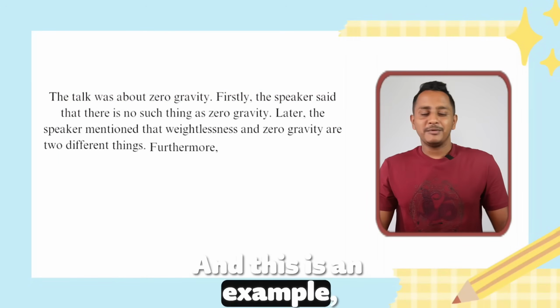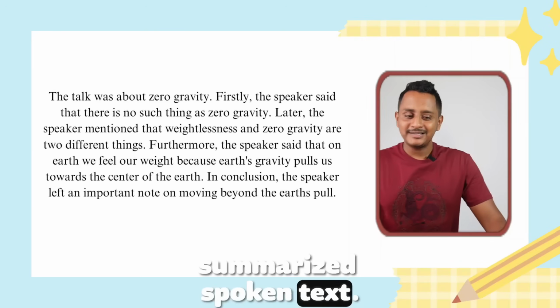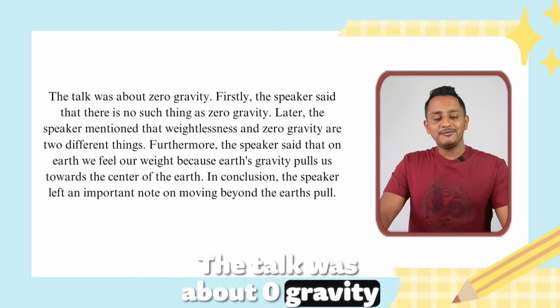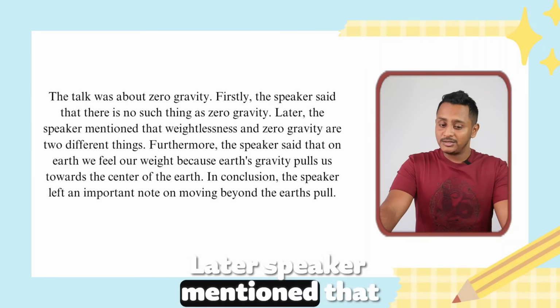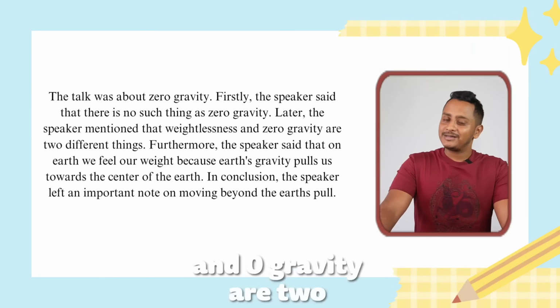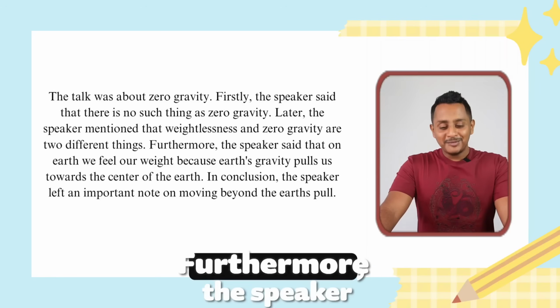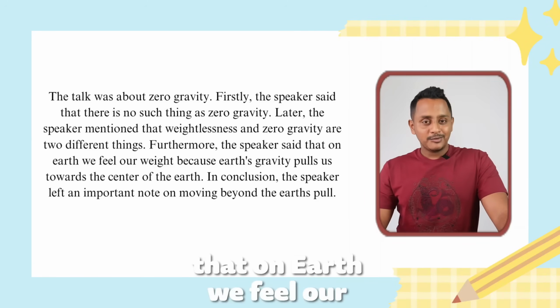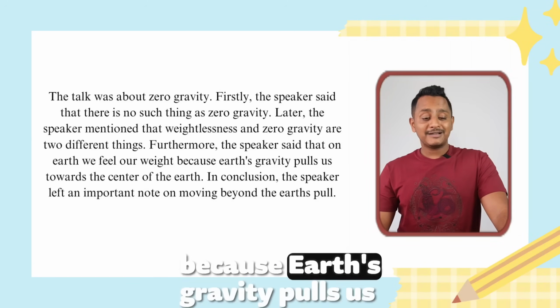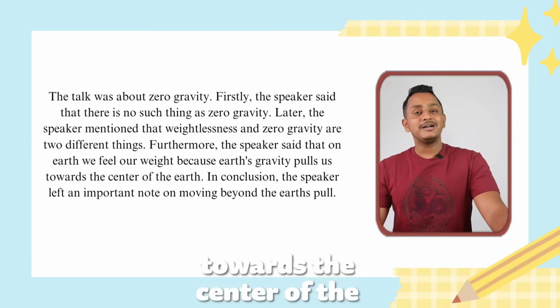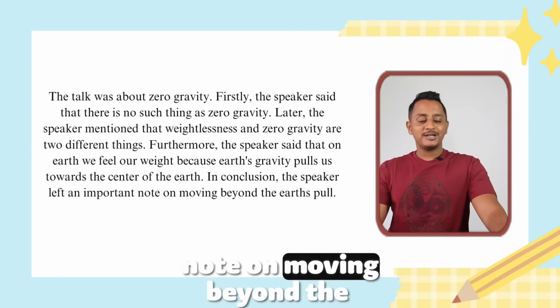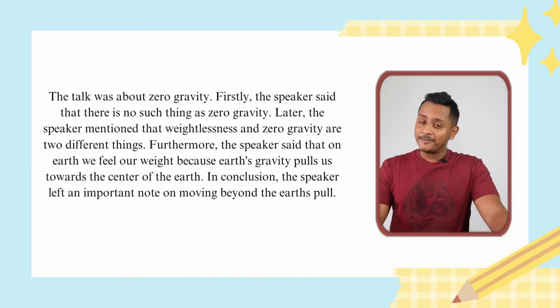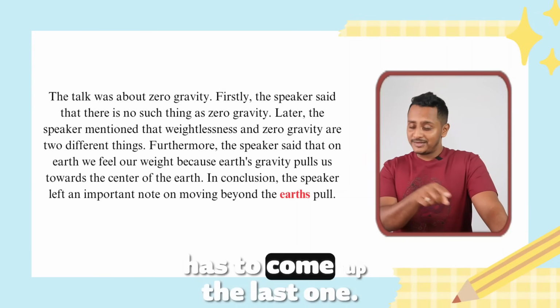And this is a perfect example of summarized spoken text. The talk was about zero gravity. Firstly, the speaker said there is no such thing as zero gravity. Later, the speaker mentioned that weightlessness and zero gravity are 2 different things. Furthermore, the speaker said that on Earth, we feel our weight because Earth's gravity pulls us towards the center of the Earth. In conclusion, the speaker left an important note on moving beyond the Earth's pull. Well, the apostrophe S has to come with the last one.